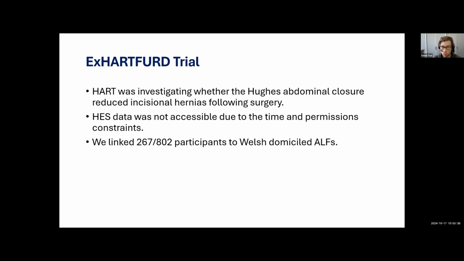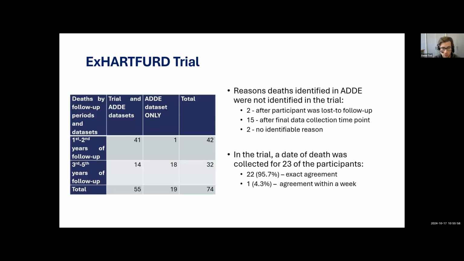So during the trial, we weren't able to access the HES data due to time and permission constraints in the study. So we were only able to actually link 267 of our cohort to Welsh domiciled ALFs, which we'll explore here. Obviously, this trial is currently still being written up, so I'm limited in what I can show you. So I do apologise on that front. So here we can just see how the data matches up.